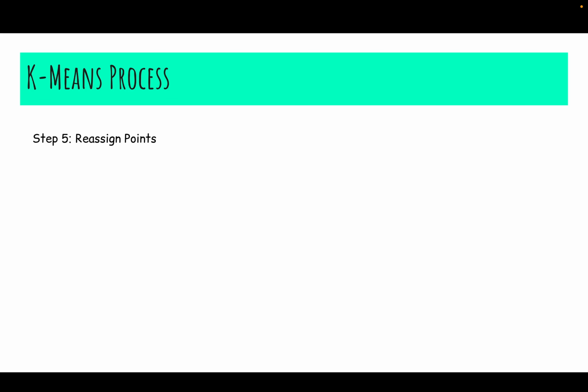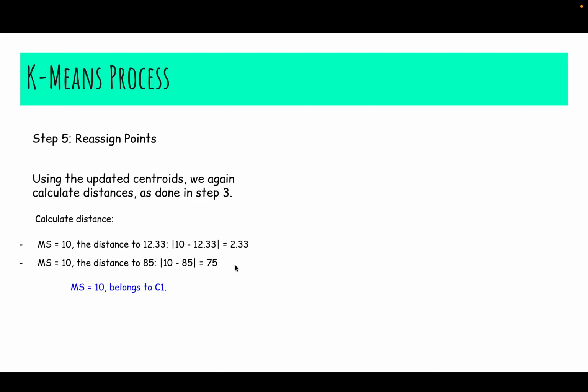Now we have to reassign the points. Since we got the new centroids, we have to update our points based on that centroid value. So we again calculate the distance as done in step 3. Earlier we took one data point and calculated the distance to the centroid. So our new centroids are 12.33 and 85, and we got these distances. So this data point is closer to this specific centroid, which is 12.33.